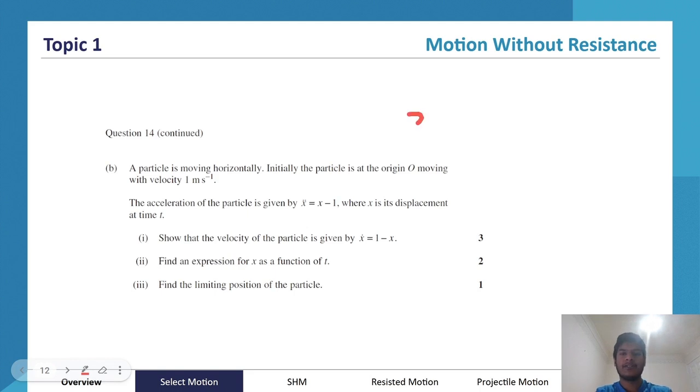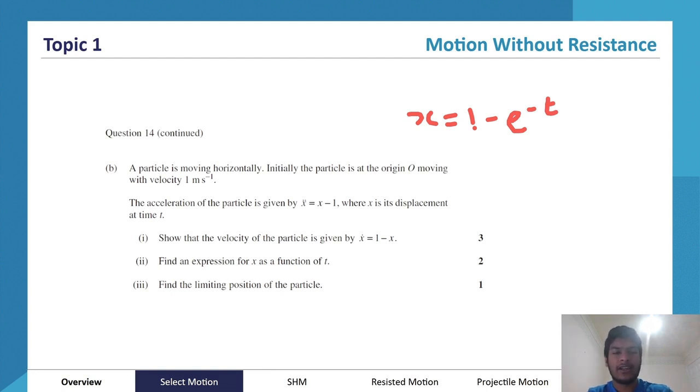Because we know that x equals 1 minus e to the minus t, to answer part 3, whenever it says limiting something, whether it be position, velocity or acceleration, and limiting velocity is sometimes called terminal velocity, we'll get to that in the resisted motion section, but whenever it says a limiting position, that usually means that we're sending t to infinity. We're looking at what happens eventually, or as time goes to infinity.